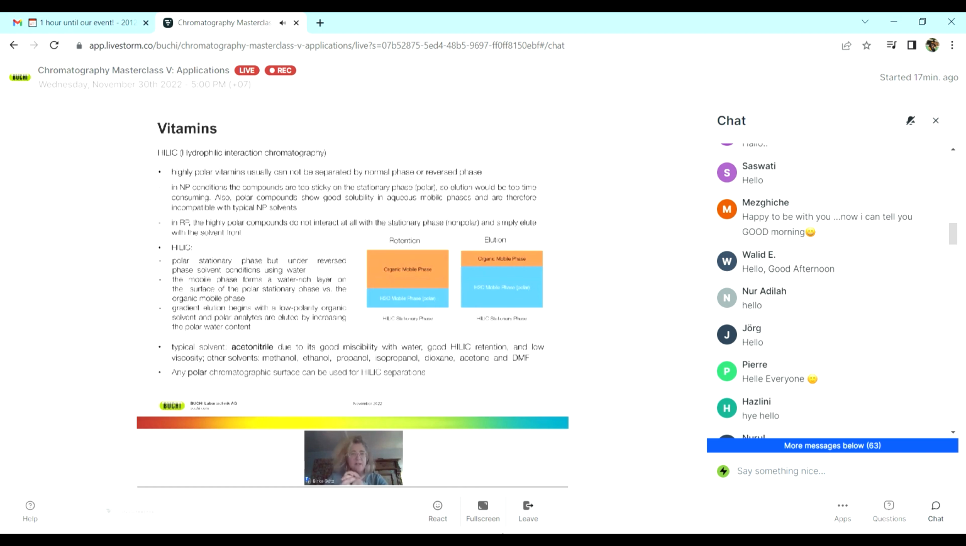And you see this here on the right side. So the mobile phase forms actually a water-rich layer on the surface. And then on the top, you have the organic mobile phase. That's the orange one. And what you do actually during the elution, you increase the water content. And then you can elute the vitamins from the stationary phase. So it's the opposite in reverse phase.